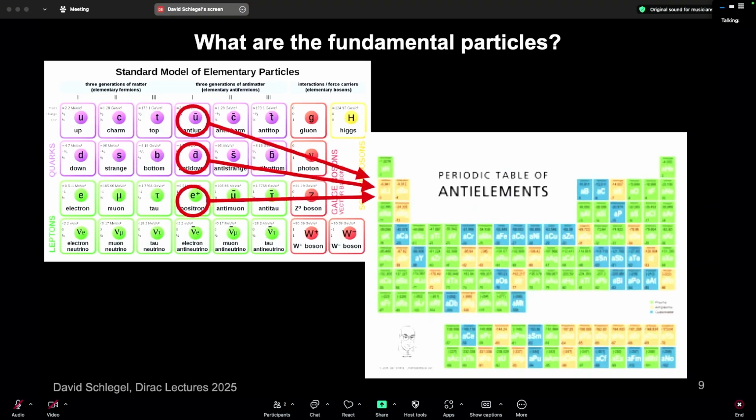It also gives you the anti-elements, right? So you can take different combinations of these quarks. To us, it's like, yeah, matter, antimatter, whatever. It's all normal baryonic matter. It's all made out of just some different combination of these fundamental particles.